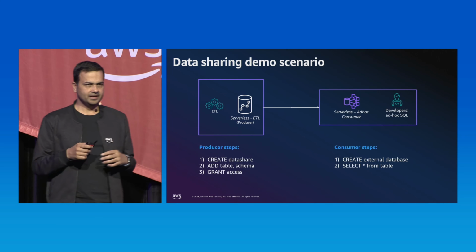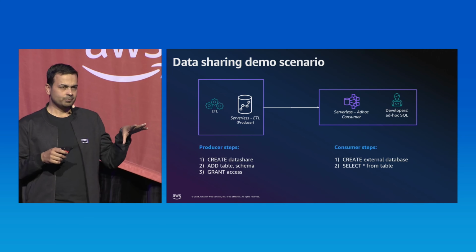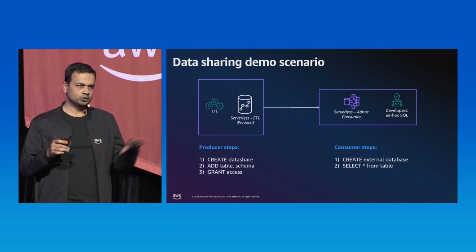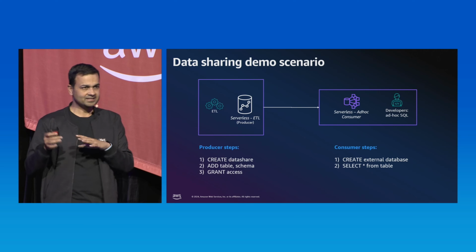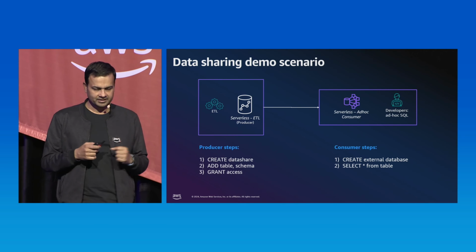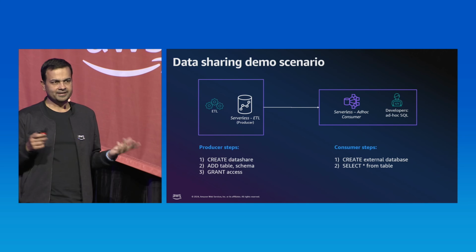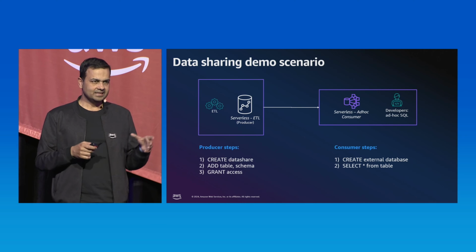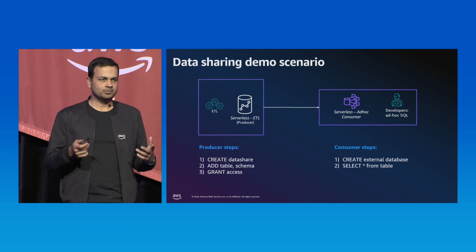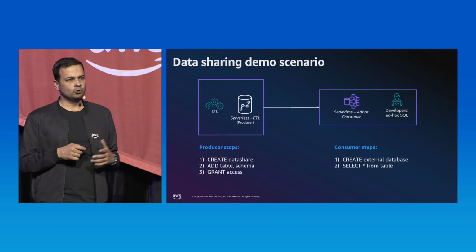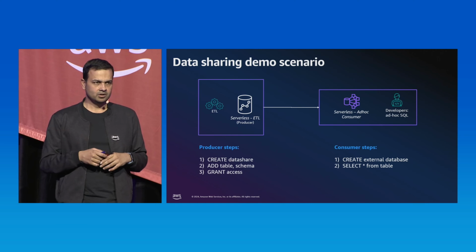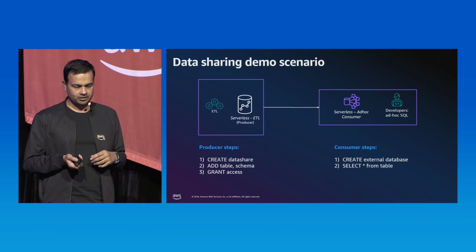And so the way it works is the data is being managed and produced by the environment on the left, whereas analysts would come and run queries on top of this data using the compute that's dedicated to them on the consumer environment. The steps are really simple to configure, as you'll see in the demo. On the producer side, you create a data share. You add the schemas and tables that you want to share with the consumer environment. And then one final step is granting access of that data share object to the consumer. On the consumer side, you create an external database that points to the data share object, and that's it. Then you can start running your SQL queries. So let's see this in action now.